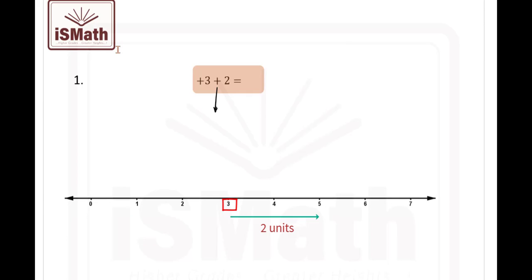Let's do that now. From 3, I do 1, 2, and I landed myself on 5. So I have +5 as the answer to this question. Let's look at another question.